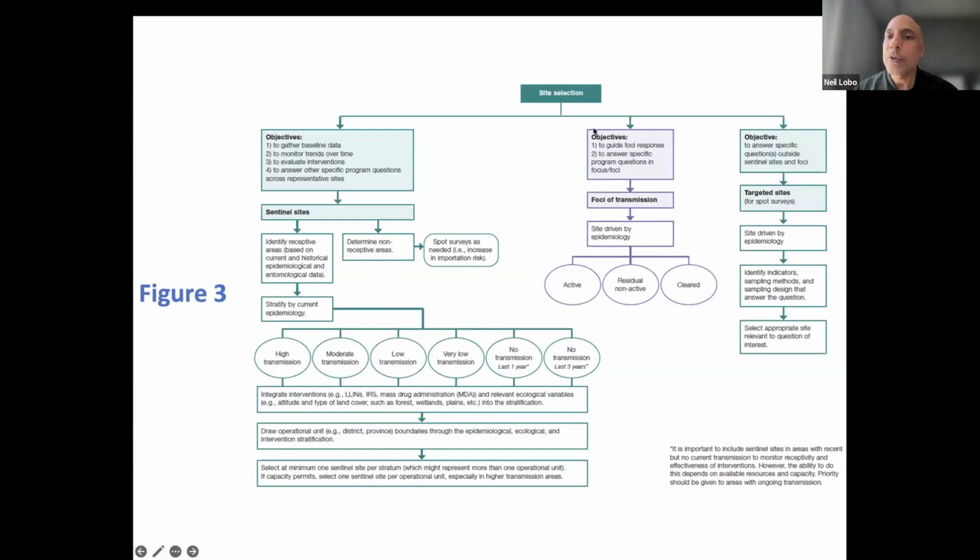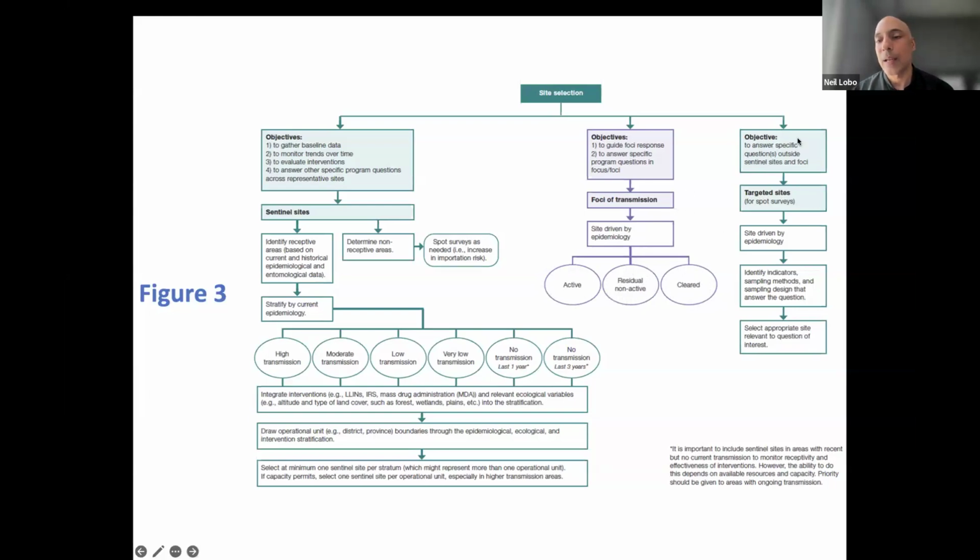Your second group of objectives would be to guide foci responses or to answer specific programmatic questions in a foci, and that would be a foci of transmission. We're looking at epidemiology mostly. It's driven by epidemiology. And you'd have questions based on whether your site was active, with active transmission, whether it's a residual non-active site, or whether it's cleared, meaning there's no malaria there. So you can ask specific foci-based questions out there.